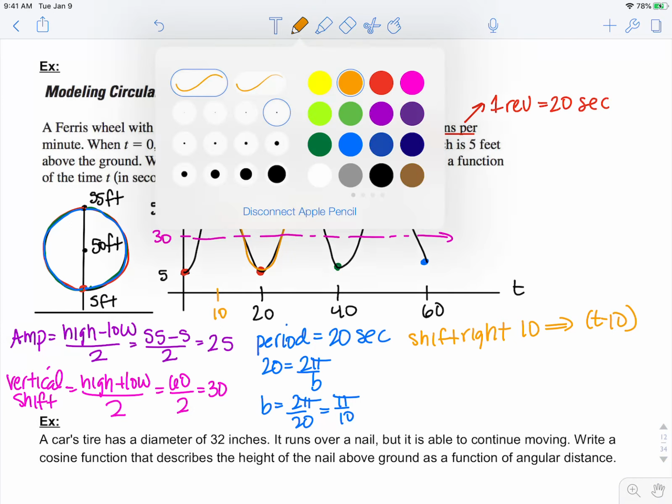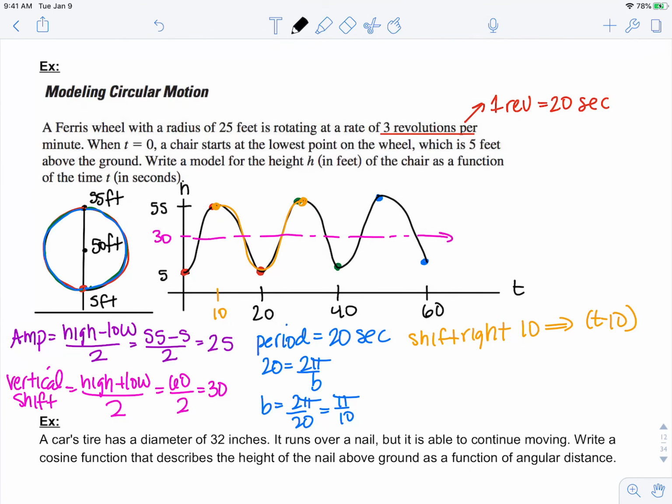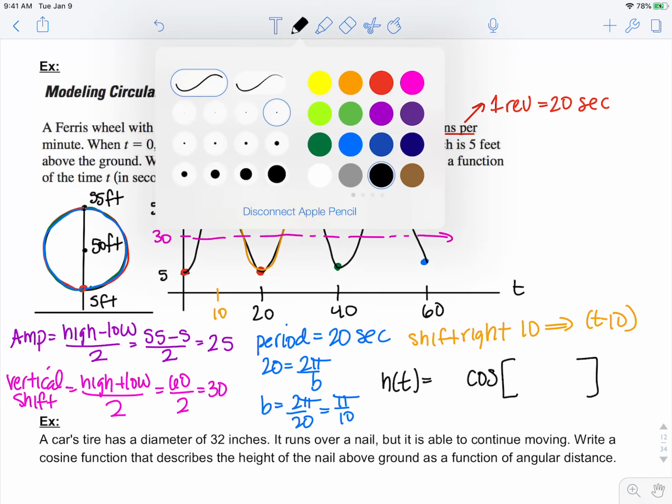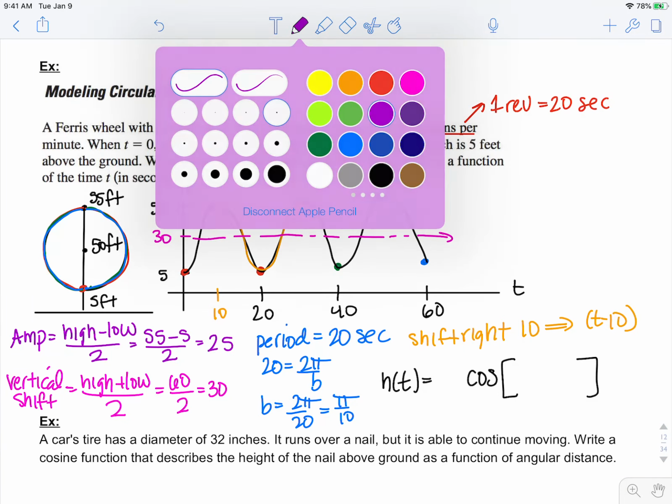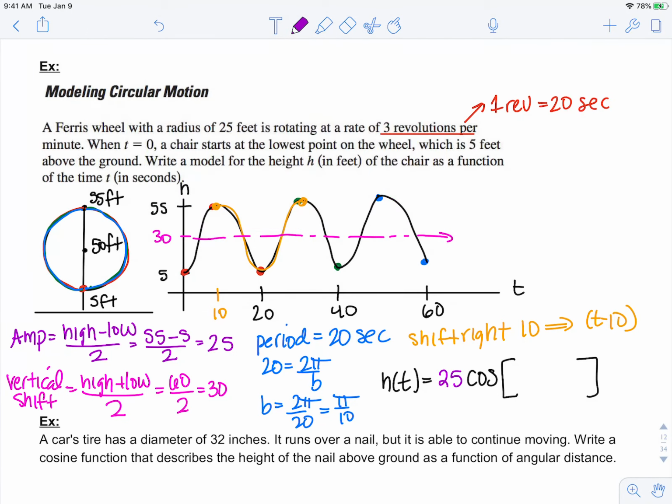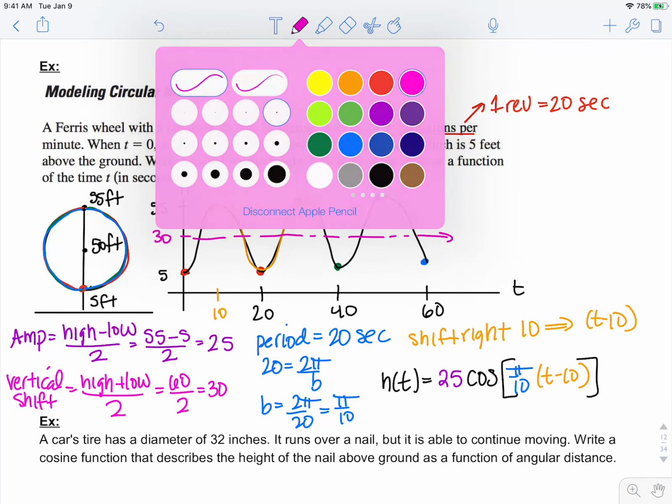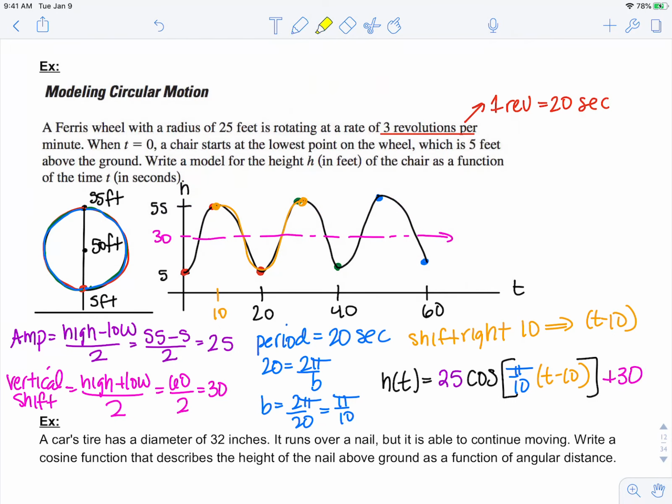So now I have everything I need to set up my h function. h of t is a cosine function, and it's going to be 25 cosine of pi over 10 times t minus 10, plus 30. And we could plug any time in there to see what your height would be from the ground.